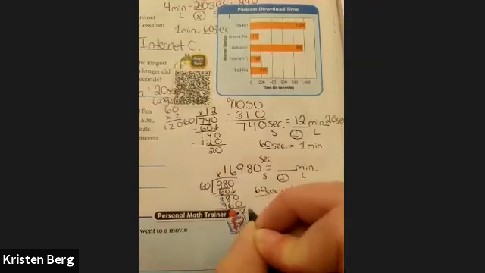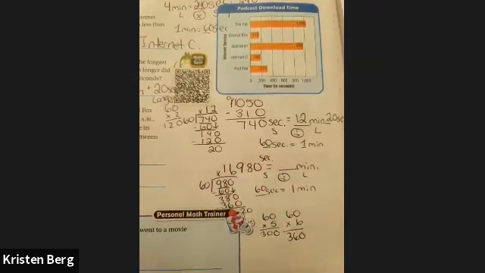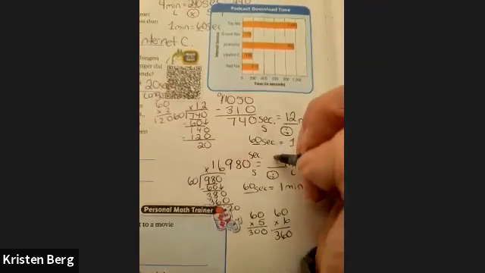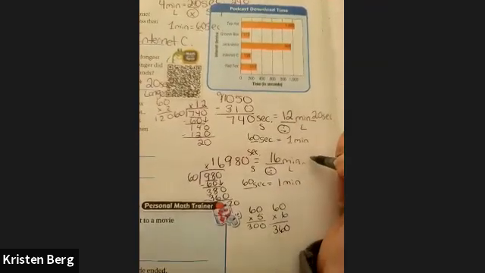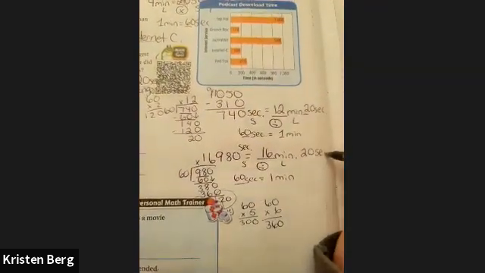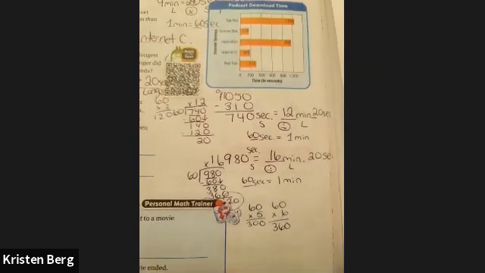360 subtract, that would be 20. So therefore this one is really 60 minutes, and then how much is left over? 20 seconds left over. So that's what that one is.